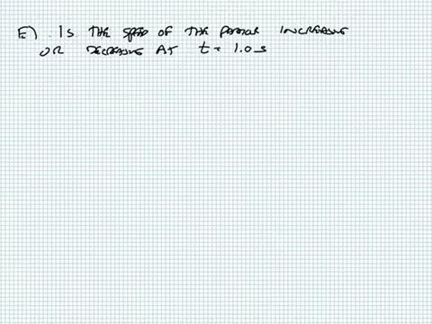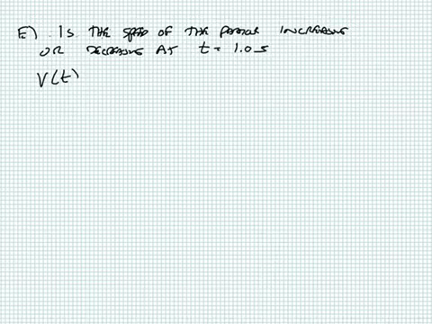Okay, so I know that the speed of a particle is increasing if the sign of the velocity and the acceleration are the same, so positive, positive, or negative, negative. And I know that the speed of a particle is decreasing, which means it's slowing down, if the signs of acceleration and velocity are opposite. So what I'm going to have to do is check the signs of the velocity and the acceleration at time equals 1 second.